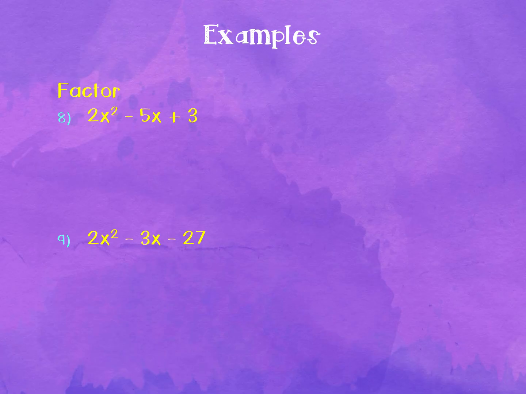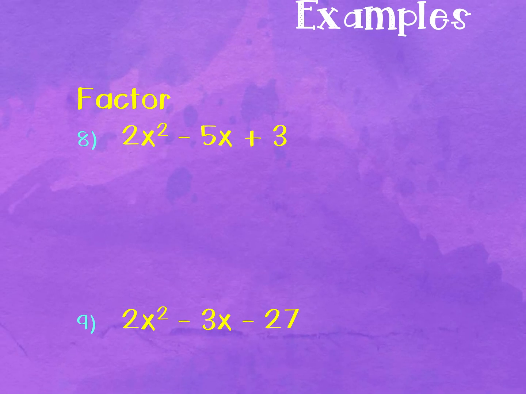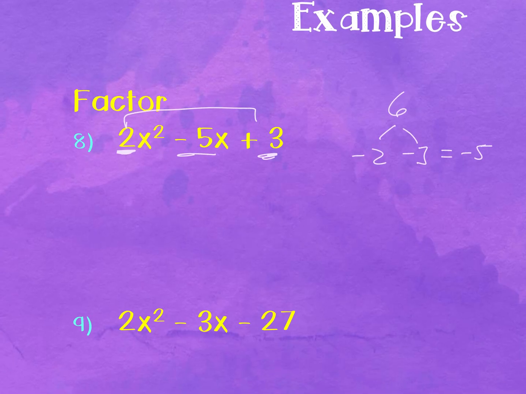All right, so let's try it with some examples. Something like number 8. Again, there's a number in front of our x squared, so I'm going to multiply the first times the last, 2 times 3 is 6. So I'm looking for factors of 6 that add to negative 5, and that's going to be a negative 2 and a negative 3. All right, that gets me negative 5. So you can do it both ways. I'll show you both ways for the first one, and then I'm going to stick to one method.